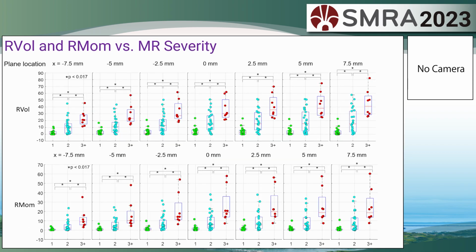So the top box plot shows that significance was achieved between MR severity groups 1 and 2, 2 and 3 plus, and 1 and 3 plus at all plane locations for regurgitant volume. Building onto what we talked about in the previous slide, the absolute regurgitant volume values increased as the plane was moved downstream. And now moving on to the bottom figure, the downstream regurgitant momentum measurements are more stable compared to the regurgitant volume values of the same region.